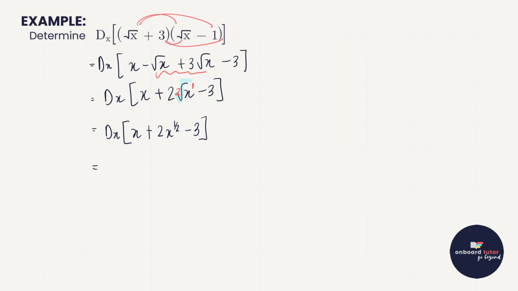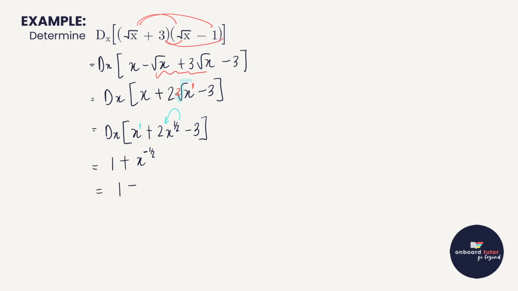Okay, this one currently has a power of 1. So we're going to bring that down, and it's going to become 1 times x to the power of 0, which is just 1. Okay, plus this is going to be a half multiplied by 2. So that's going to end up being 1. X to the power, a half minus 1 is minus a half. And then here, the derivative of minus 3 is just 0. So we don't need to write that.